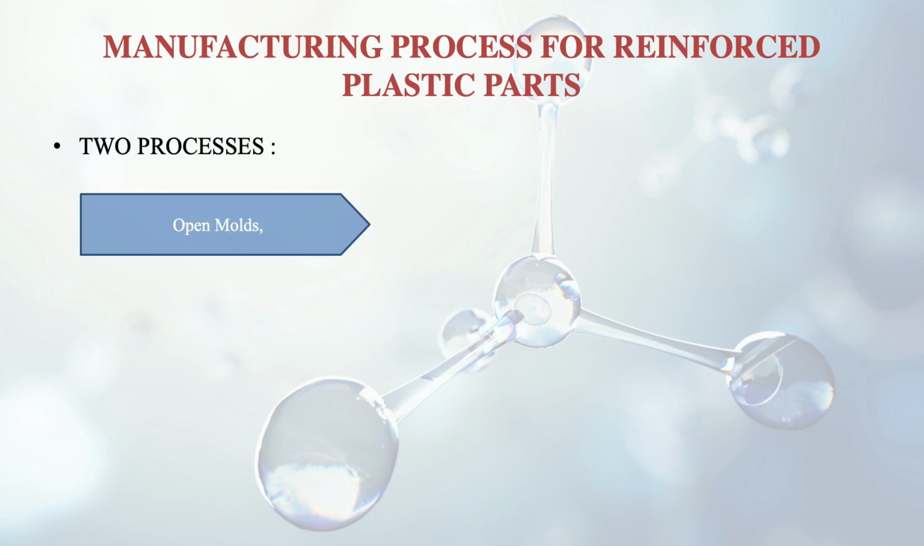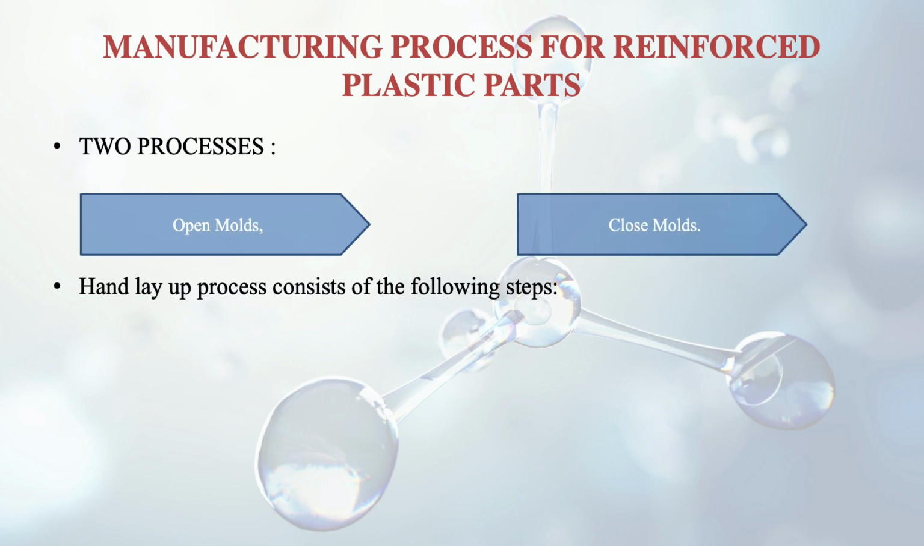Now we discuss the manufacturing process for the reinforced plastic parts. So these plastics are reinforced because we are using the fibers, either carbon or glass fibers. Now we are learning about the manufacturing process. So there are two processes. One is the open mold and the other one is the closed mold. First process is the hand layup process. It consists of the following steps.